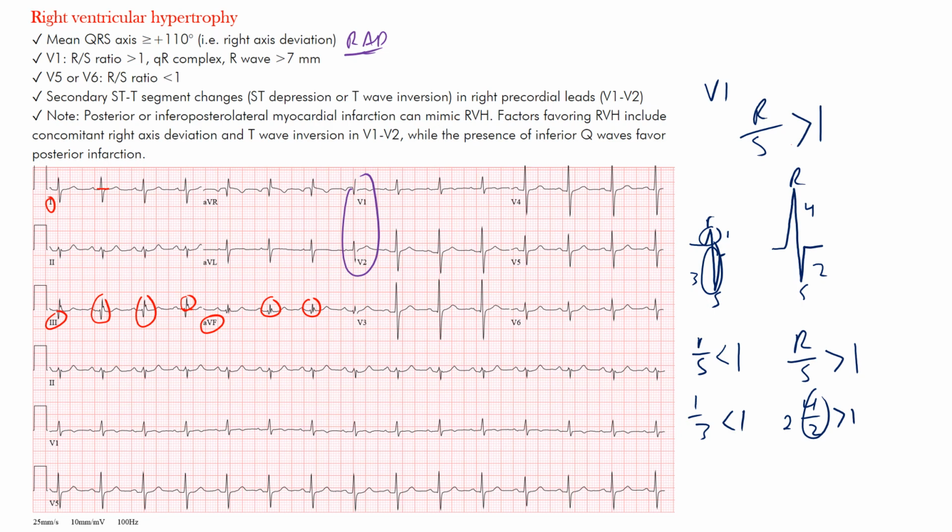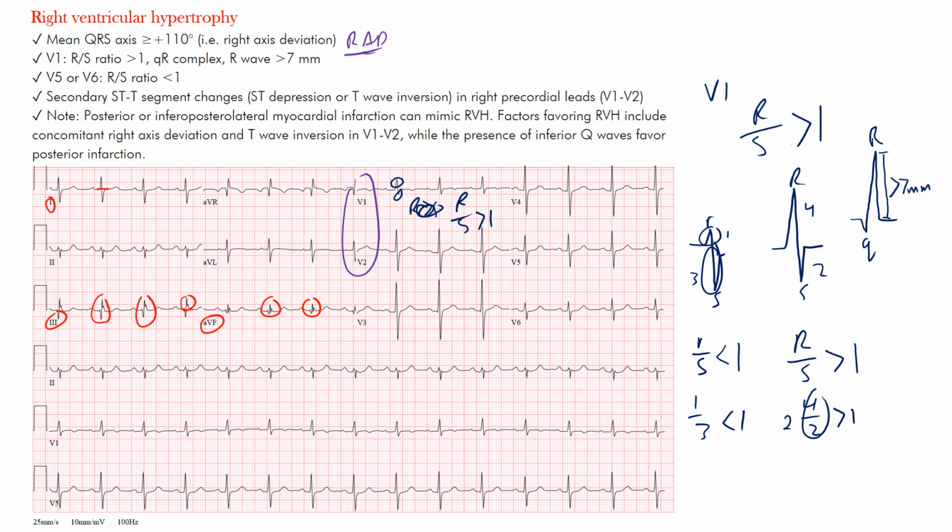You could also have a QR complex in which the R wave is greater than 7. Okay, so what does that mean? So sometimes you can have a complex like that, where this is your Q wave and this is your R wave. So still very strong rightward forces, but this R wave here is greater than 7 millimeters in amplitude. Okay, so 7 of those small boxes there. We don't see that one here, but we certainly see that the R to S is greater than 1 here in V1. Okay. So hopefully that makes sense.